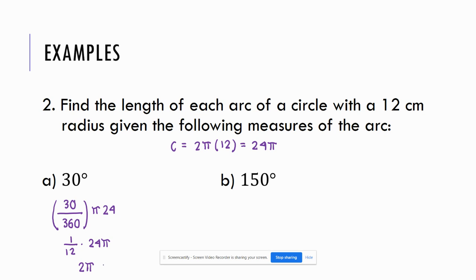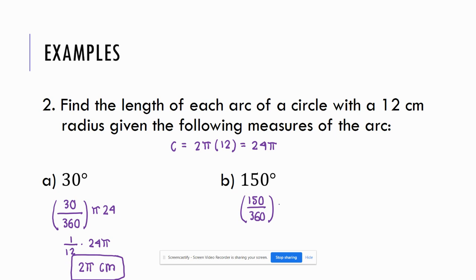Now, because we're talking a radius with the centimeters for our units, I can also then have centimeters for the length of that arc. So 2 pi centimeters would be the length of that arc. Same exact thought process, but this time I want 150 degrees. So that's going to go over 360, but the circle's still the same.